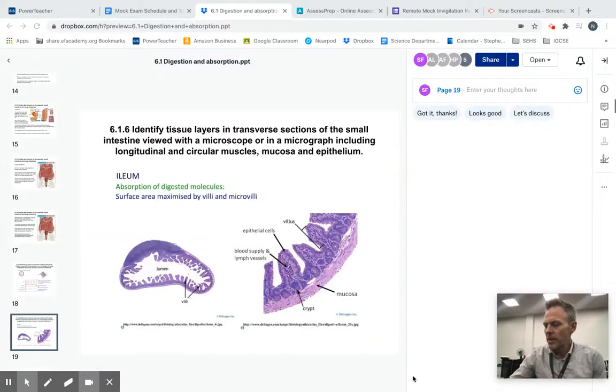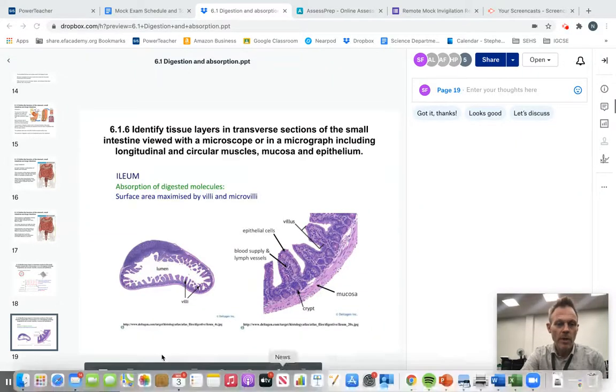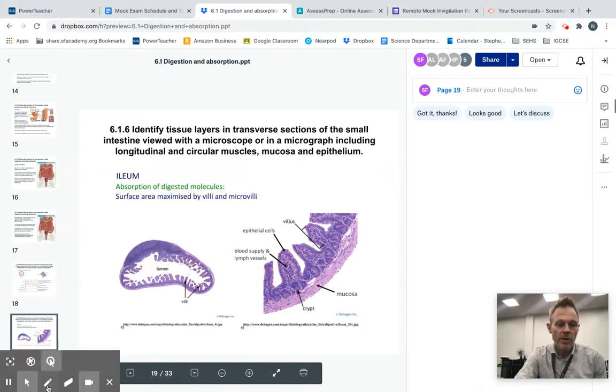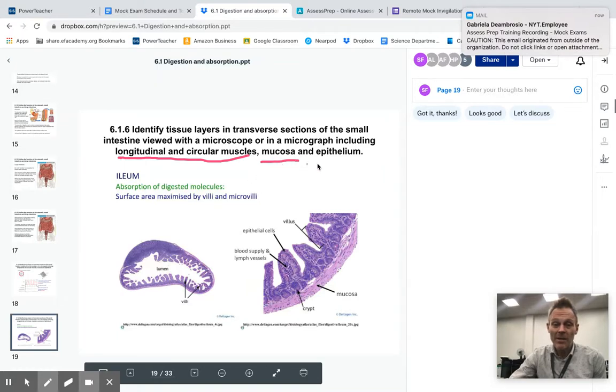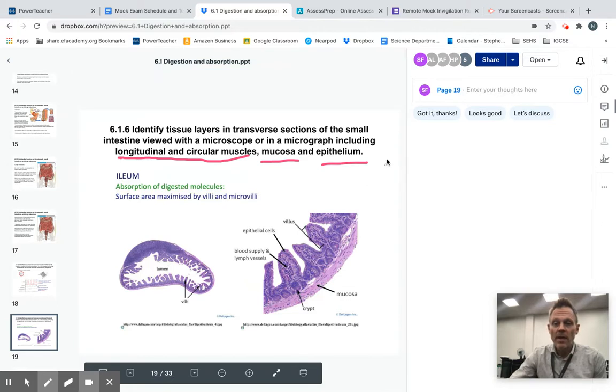In 6.1.6, they want us to be able to identify the tissues of the small intestine. When we do this, there's a couple things that we need to identify. There are two groups of muscles, the longitudinal and circular muscles. Also the mucosa layer, which is not related to the muscle, and epithelial cells. They might also ask you where a villus might be. One villus, many villi.